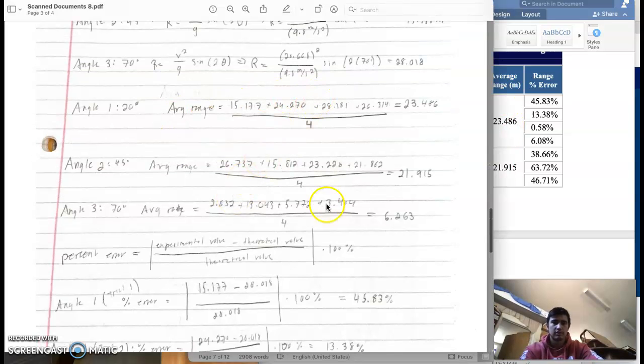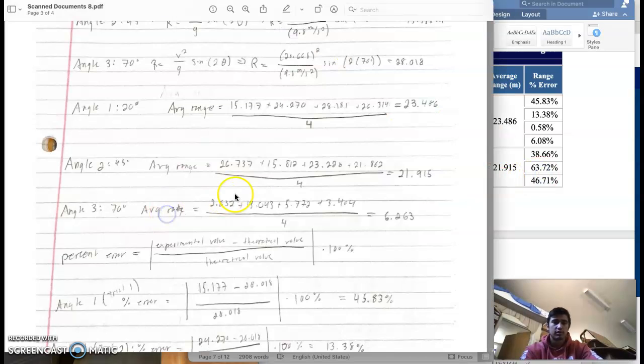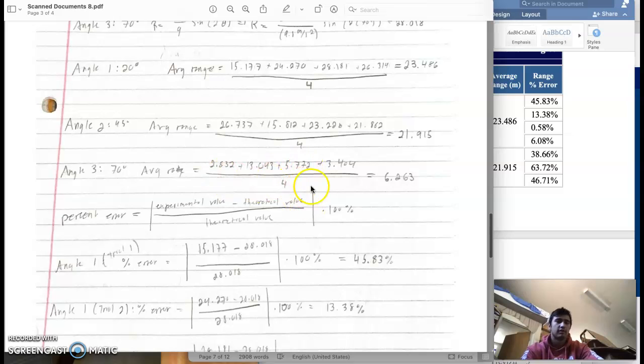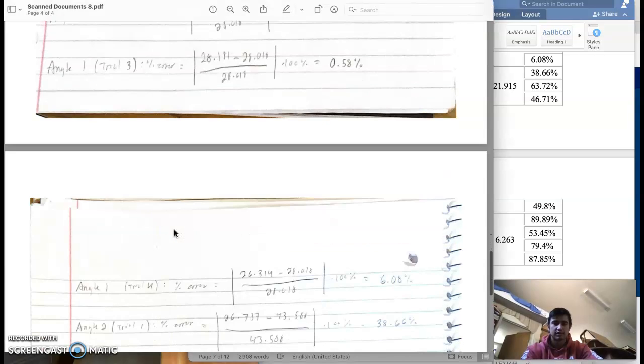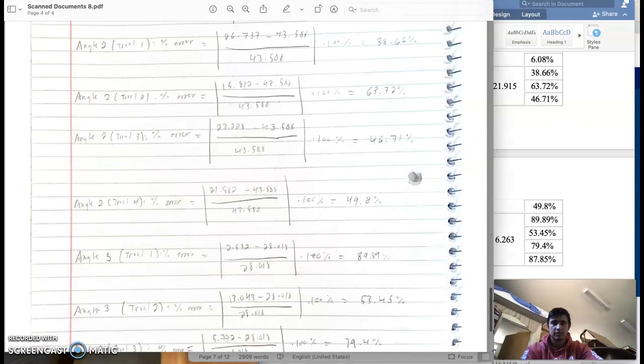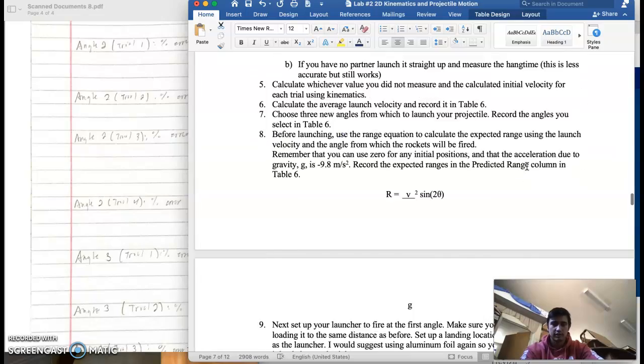Got those here. And then calculate the percent error through the experimental value minus theoretical value times 100% to get the percentages for those values for each 4 trials.